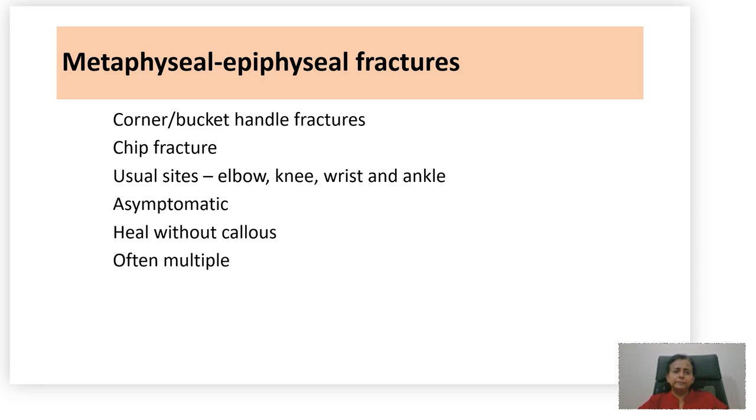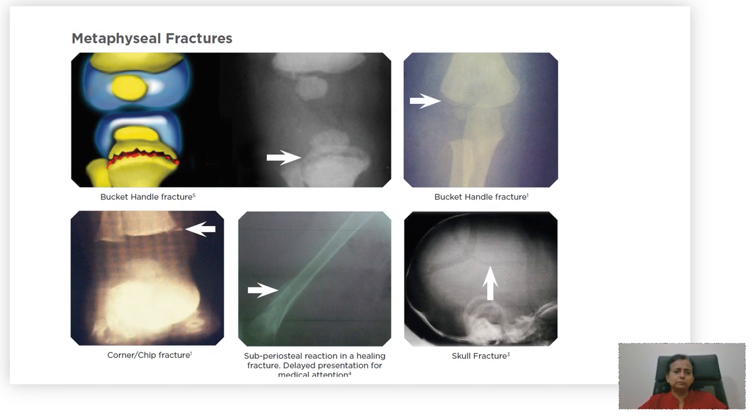So if you look at the metaphyseal epiphyseal fractures, there are a few types that you have to think of. Corner or bucket handle fractures or chip fractures. And usual sites are the elbow, knee, wrist and ankle. They are usually asymptomatic and heal without callus, often multiple. So if you look at these photographs, you can see this is clearly a bucket handle fracture. Again, you can see a tiny chip there, that is a bucket handle, long one.